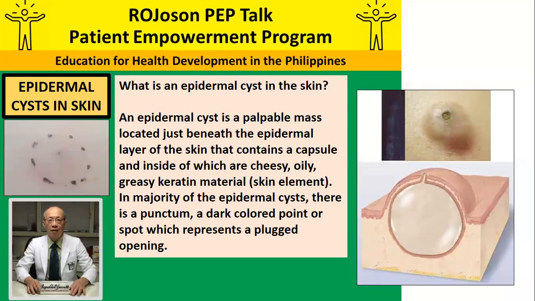What is an epidermal cyst in the skin? An epidermal cyst is a palpable mass located just beneath the epidermal layer of the skin that contains a capsule and inside of which are cheesy, oily, greasy, keratin material or skin element. In majority of epidermal cysts, there is a punctum here, a dark colored point or spot, which represents a plug opening.